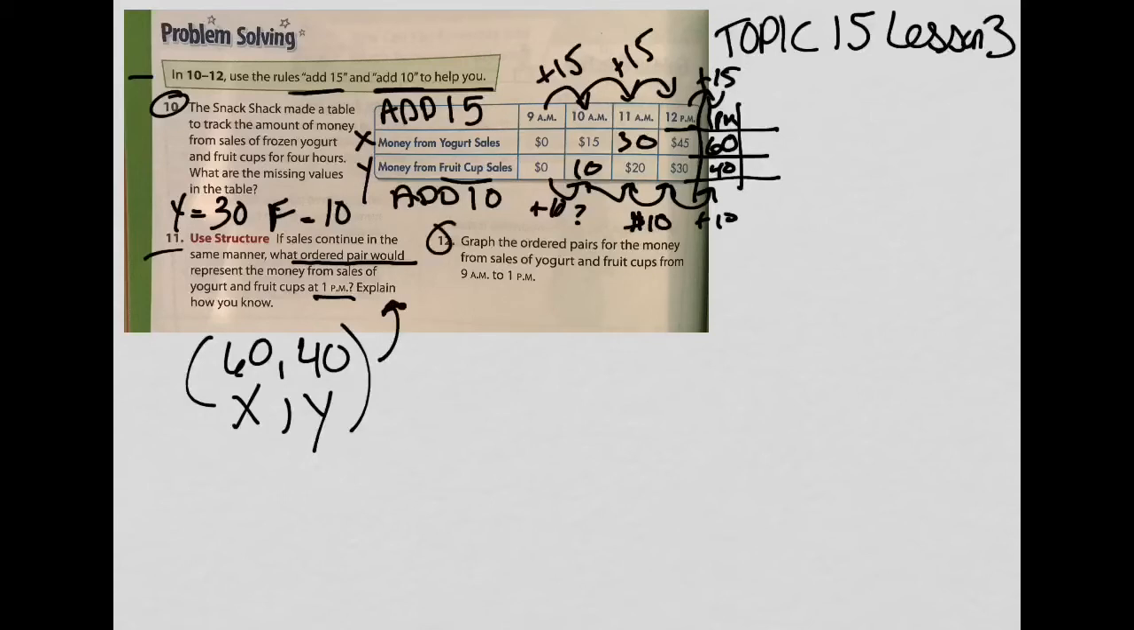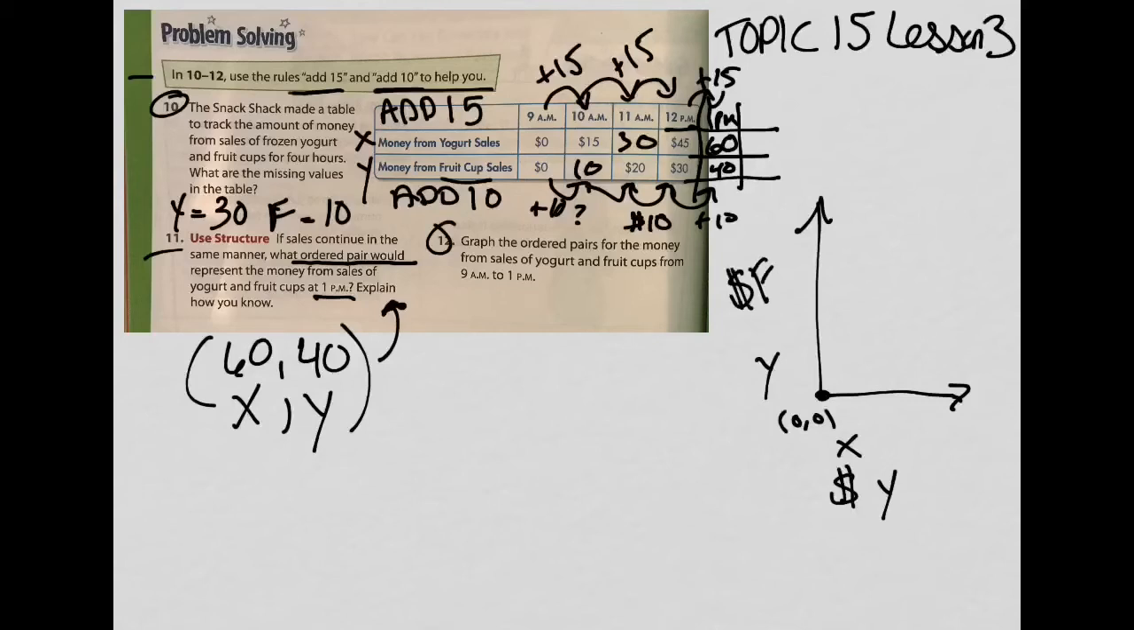Let's look at 12. Graph the ordered pairs for the money from the sales of yogurt and fruit cups from 9 a.m. to 1 p.m. I just did a whole graphed example, so I'm going to get you started on this one. So I'm going to draw my graph for the part of my coordinate grid. Remember, the origin is here, and the origin is 0, 0. It's where the x-axis and the y-axis meet. So I said the x-axis is going to be money from yogurt. I'm going to abbreviate. And then my y-axis is going to be my money from fruit cups.